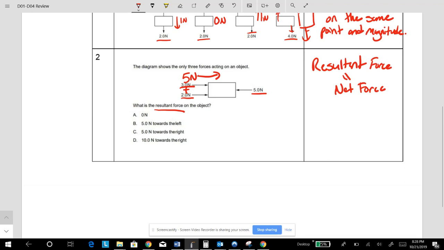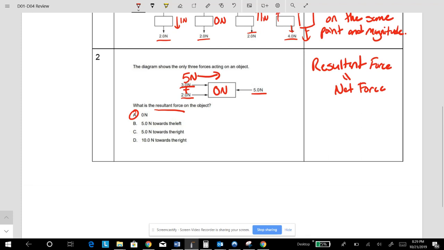So if I take this 5 and 5, I'm going to have a net force of 0 newtons. So automatically I can choose A as my answer. But if I have 5 newtons to the left, my object would actually start moving, which means that these forces would have to be 0 on the left-hand side, and they're not. I have a 3 and a 2. 5 newtons to the right would basically indicate that this would be 10, which isn't true either.